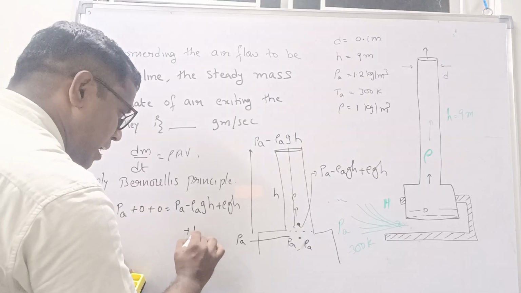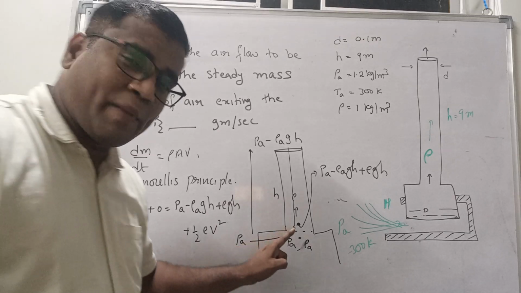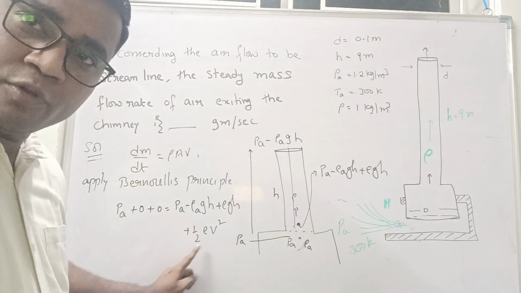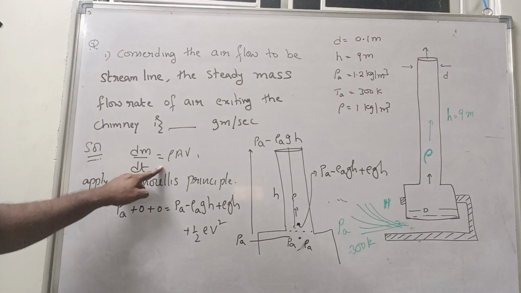plus half rho V square. Again, there is no matter of height in between these two points, right? So directly I will write half rho V square. From this, I will find the value of V, and after I will substitute here, I will get the answer.